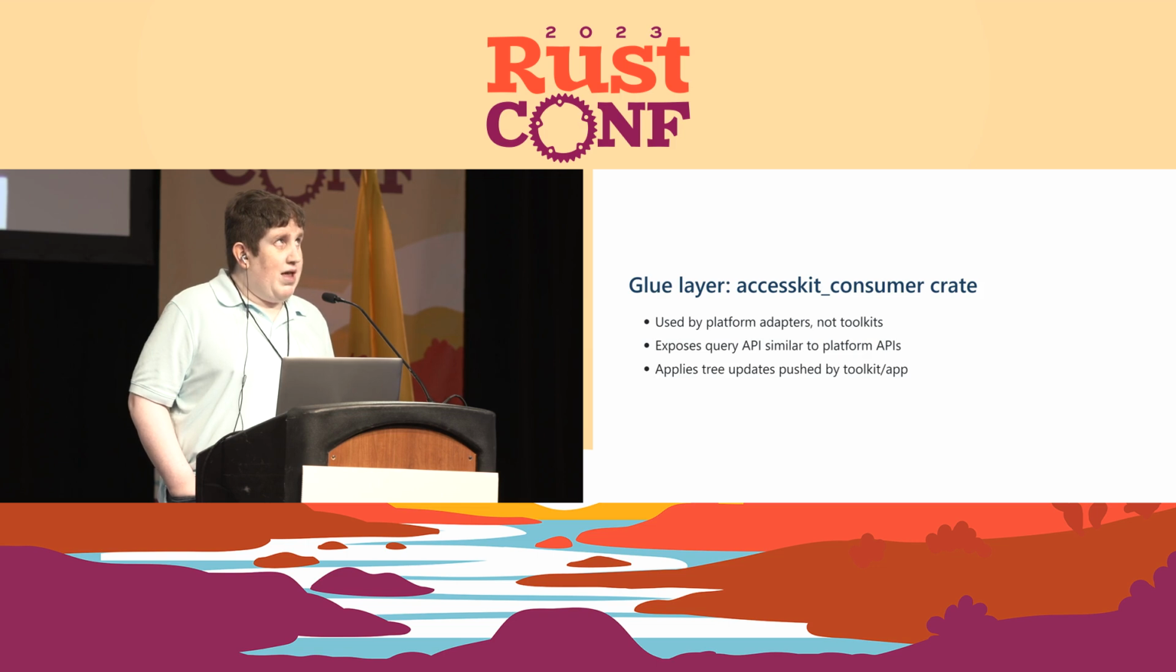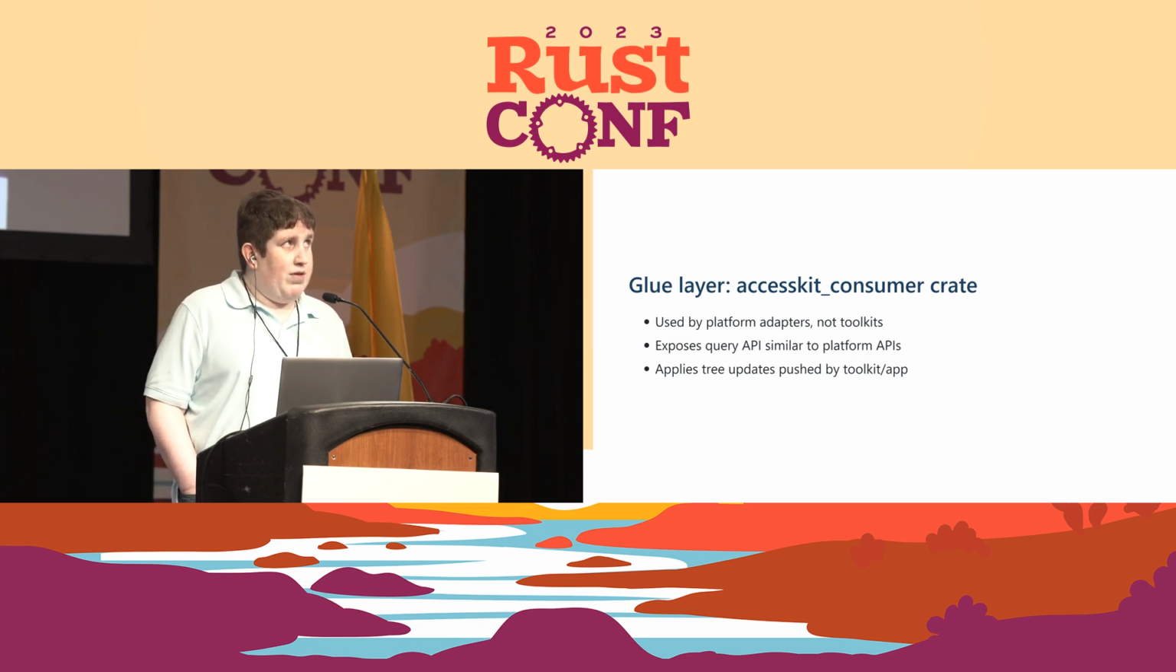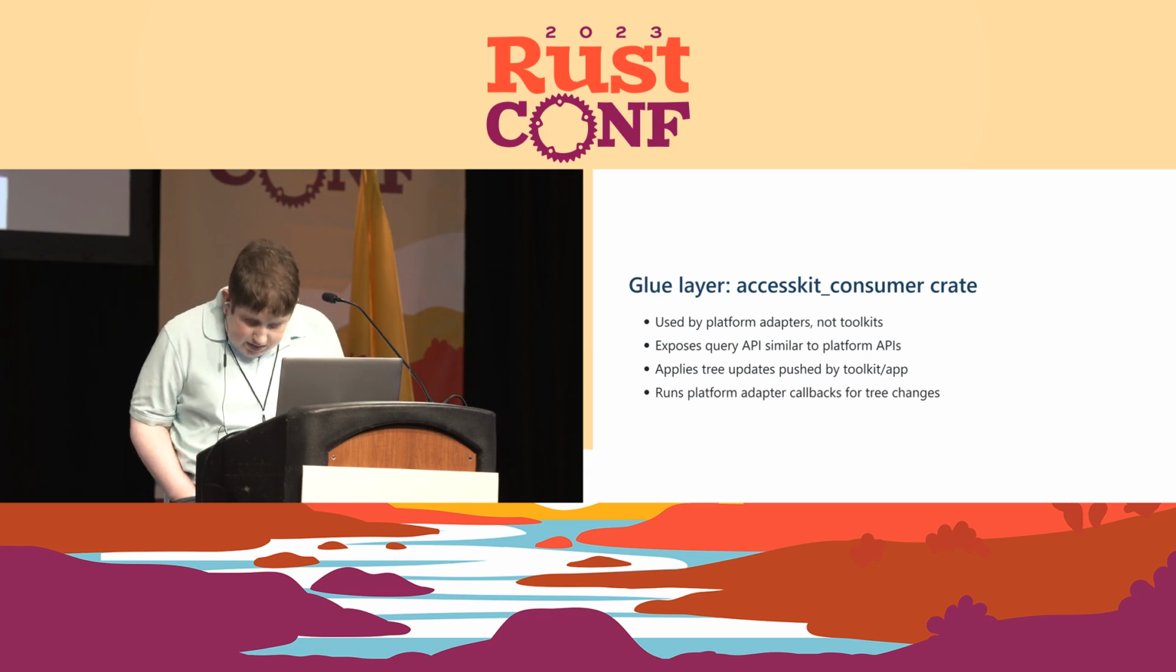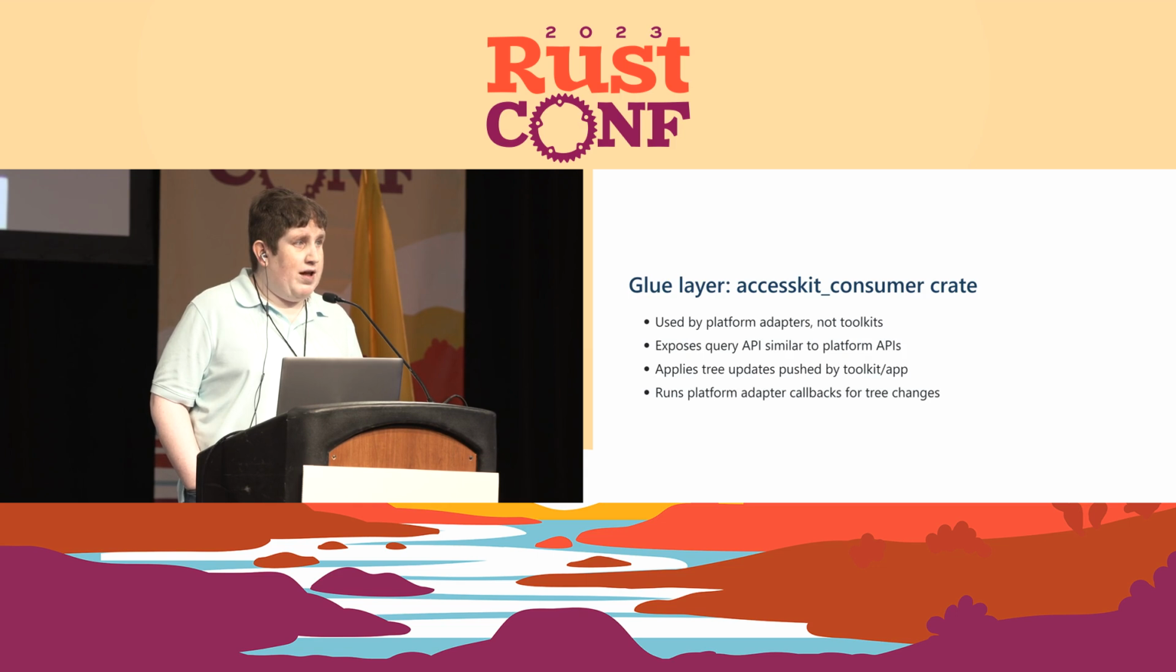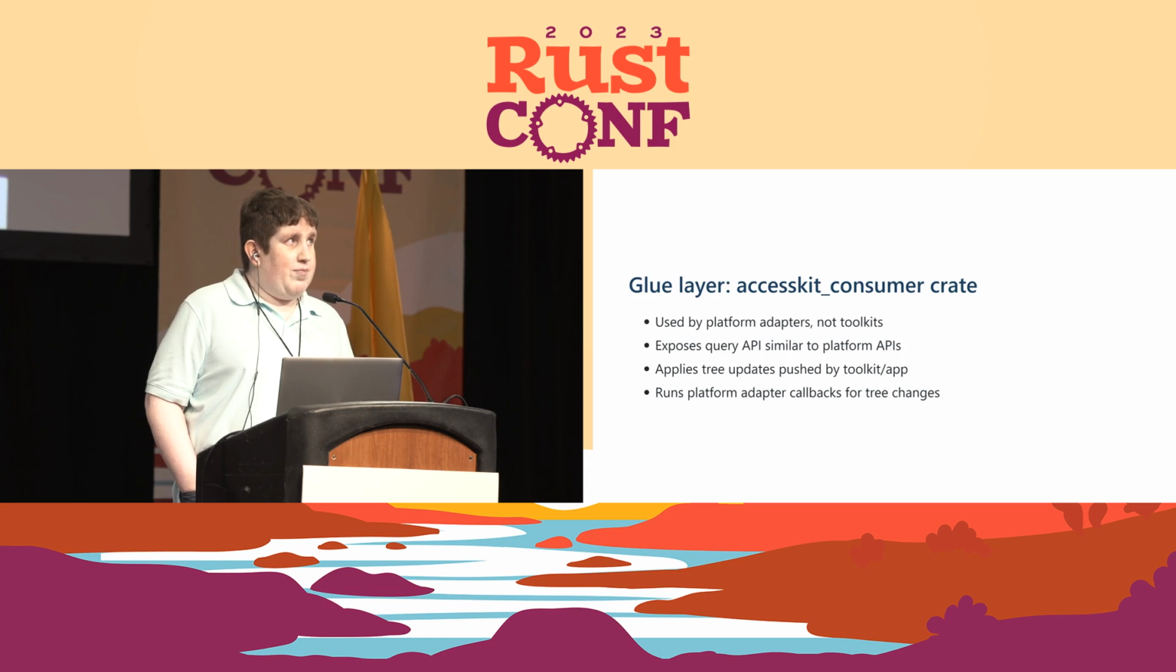The consumer crate maintains an in-memory structure for the accessibility tree and applies the tree updates that are being pushed by the toolkit to that structure. And as it is processing those tree updates, it runs callbacks on the platform adapter to let it know which nodes in the tree have been added, changed, removed, when the focus moves and stuff like that, so that platform adapters can use that information about what has changed in the tree to raise platform-specific accessibility events.